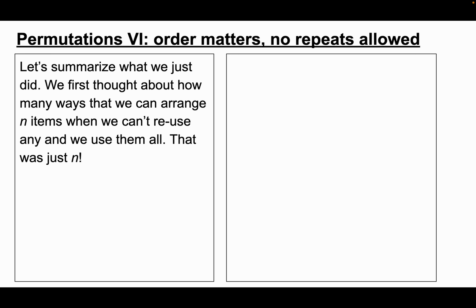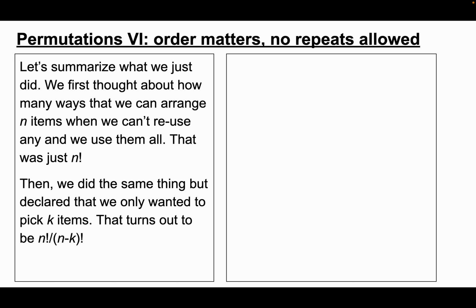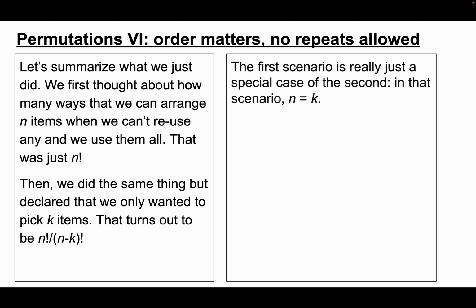So let's summarize what we just did. We first thought about how many ways we can arrange n items when we can't reuse any, and we used them all. That was just n factorial. Then we did the same thing, but we declared that we only wanted to pick k items. So that turned out to be n factorial over n minus k factorial. You can actually think about that first scenario as really just a special case of the second. In that situation, n is equal to k. We're picking all of the items.